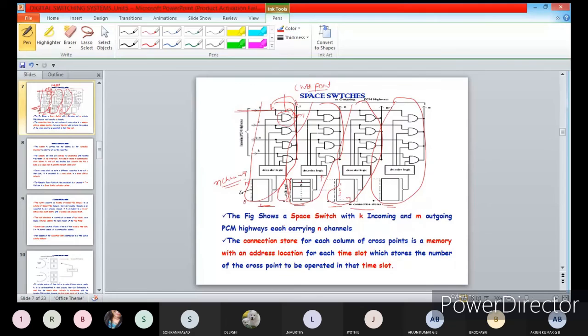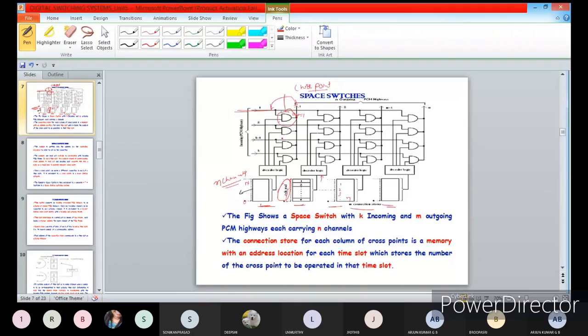In the connection store, what happens is that it is a memory with an address allocation for each time slot, which stores the number of the cross point to be operated in that particular time slot. It stores which cross point should be operated, either 1 into 1, or 2 into 1, 3 into 1, 4 into 1, up to k into 1. That will decide the time slot, with the address location of each time slot storing the number of the cross point to be operated in that particular time slot.